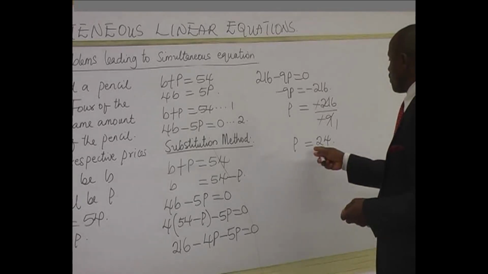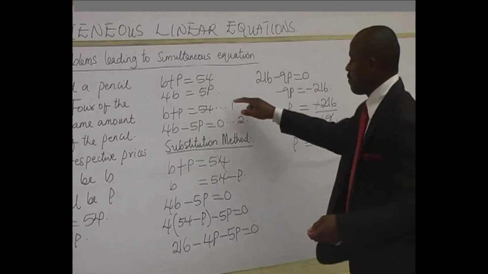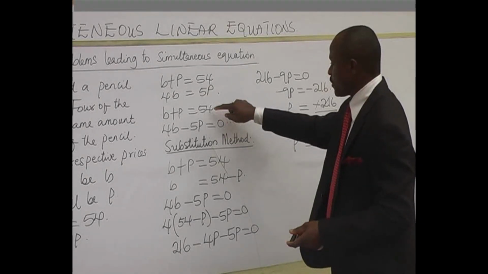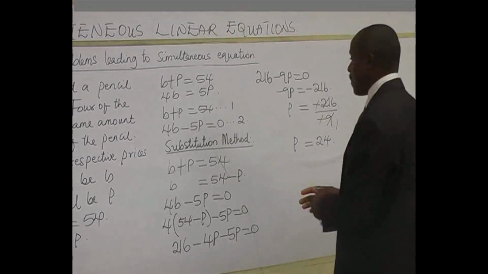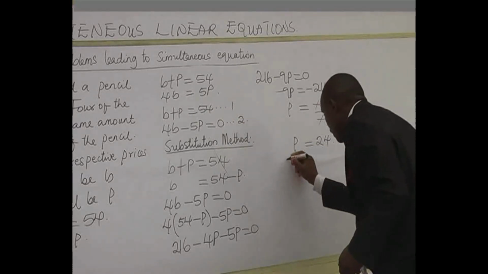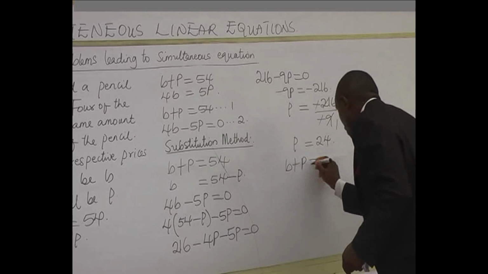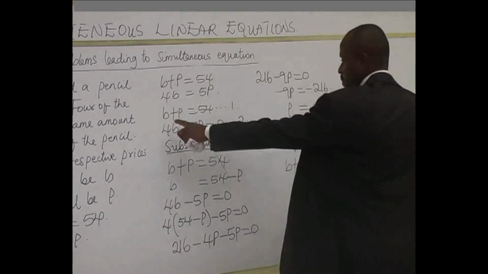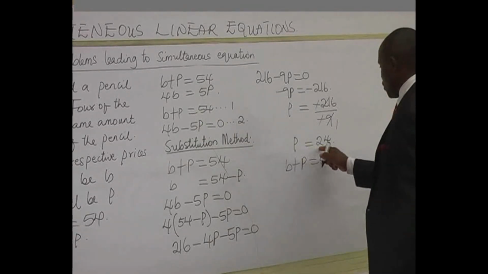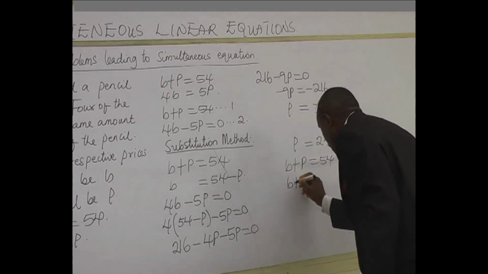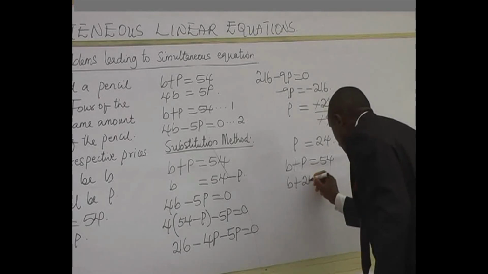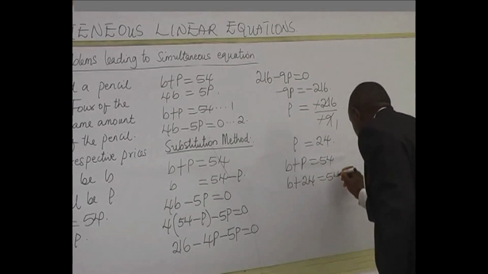Now you are going to substitute the value p is 24 in the first equation or in any of the equations, but the first equation looks simpler. So substitute it there so as to find the value of b. The first equation is b plus p is equal to 54. And if that is the case, p is 24. That means that b plus 24, which is the value of p, is equal to 54.